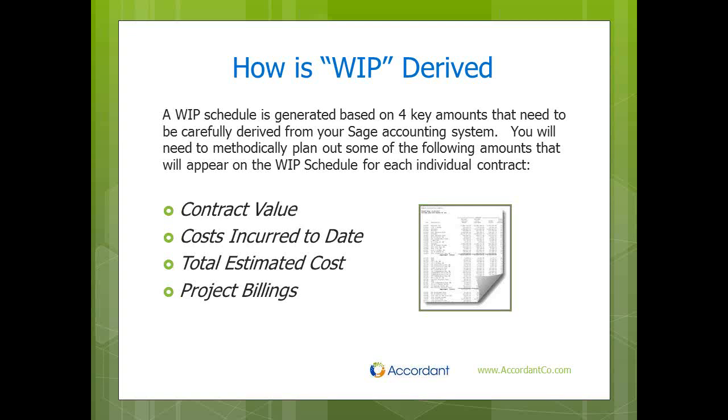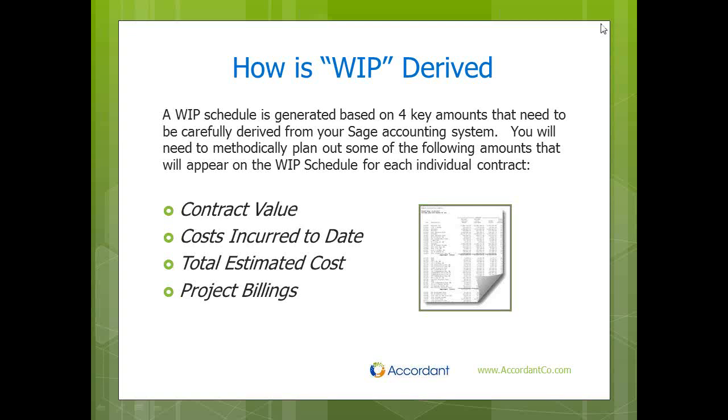The next amount that we're going to look at is total estimated cost. Total estimated cost is derived by taking your original budget plus any additional change orders that have been approved in the system. This will give you your total estimated cost to complete a project. This is a very important factor, and we'll discuss why later. Project billings is the last amount that we're going to look at. Project billings is where you bill your customers, and this cumulative number is used in calculating the percentage complete.